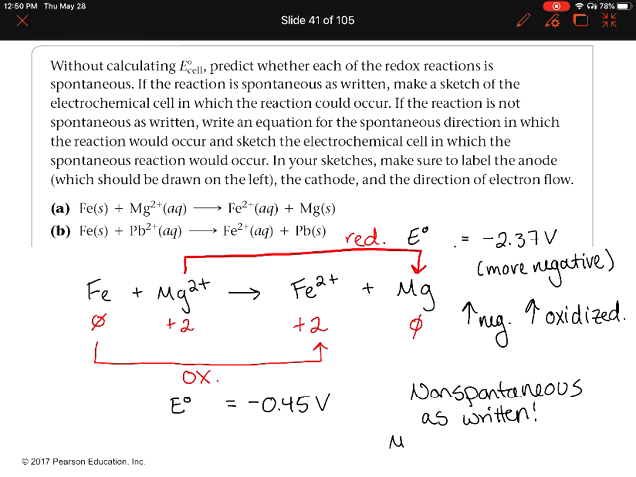And that's because magnesium prefers oxidation. But additionally, you could also look at iron and say, well, it's less negative, which means that it would prefer to be reduced compared to magnesium. So we really want the opposite process to occur, or rather the reverse process is the more spontaneous process.